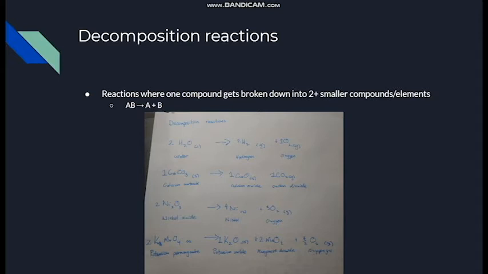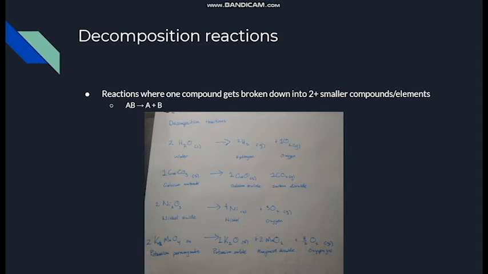With water, when it gets broken down, it breaks down into hydrogen gas and oxygen gas. To balance this equation out, we have to have 2 compounds of water, 2 hydrogen molecules, whereas we only need 1 oxygen because there's 2 here, so we only need 1 of O2. The decomposition of calcium carbonate breaks down into calcium oxide and carbon dioxide.